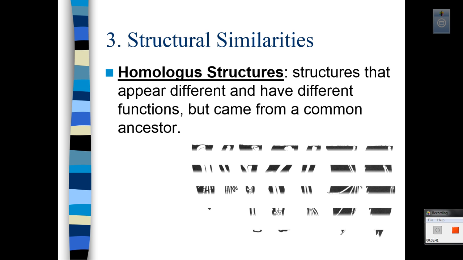The third thing that we see as evidence for evolution is structural similarities. Homologous structures are structures that appear different and have different functions but came from a common ancestor. Homologous structures would be like the 4 limbs in these different animals. The whale flipper, the frog leg, the horse leg, lion legs, human legs, bat wings, and bird's wings all have similar structures. They appear different, but they came from a common ancestor because all of these bones have the same structure.